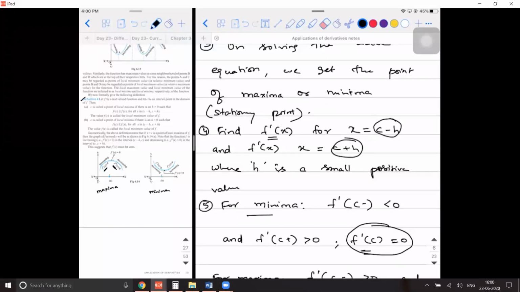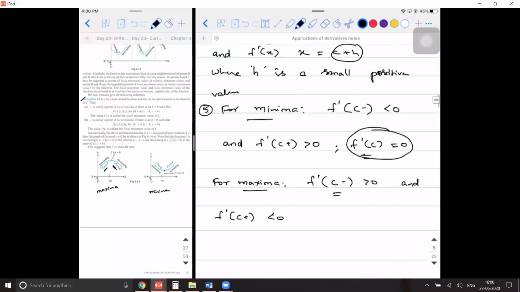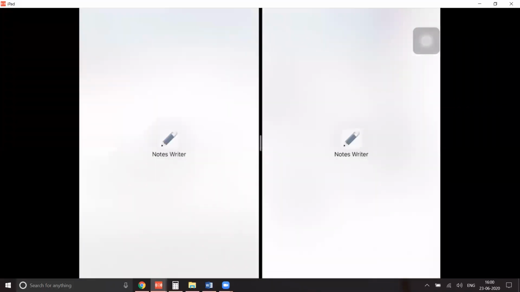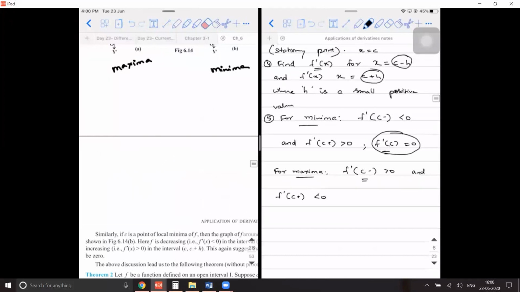Once you get C, let's say, see, I'm drawing on the left hand side. Say this is the point C. I'm taking some random graph. So there is a point C where it is attaining maxima. Then C minus h will be this point. Then C plus h will be this point.